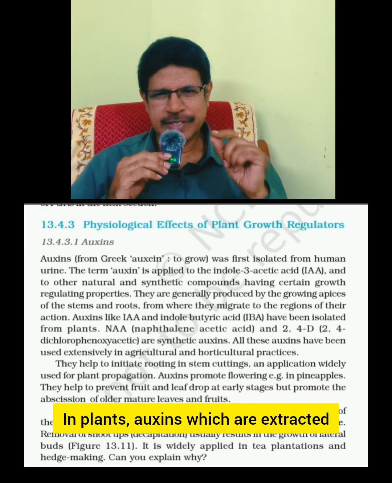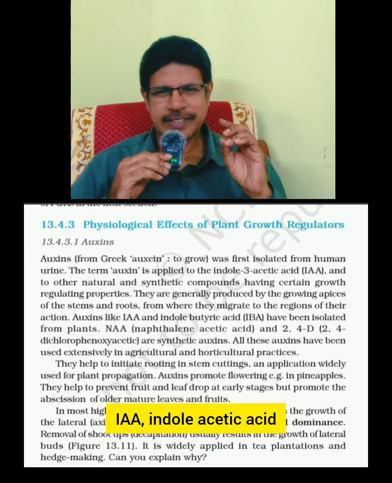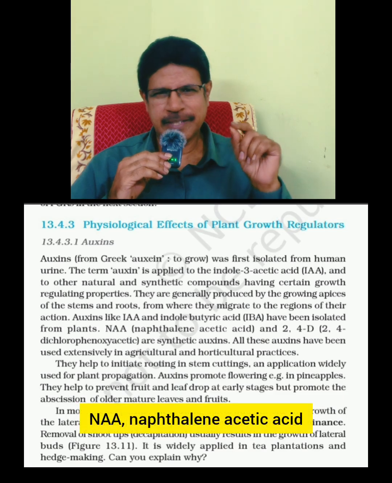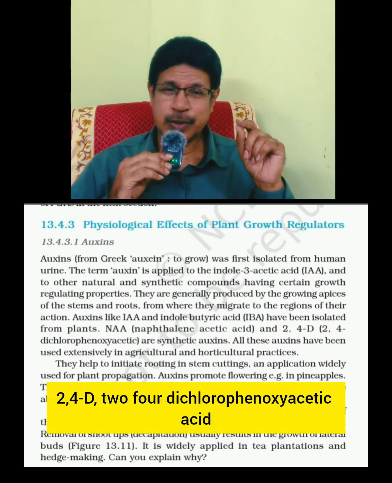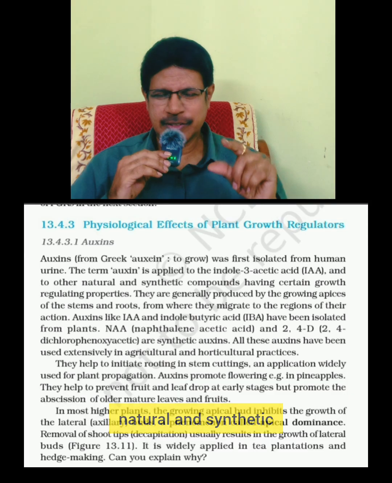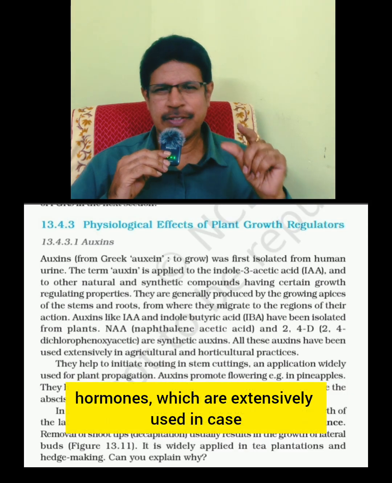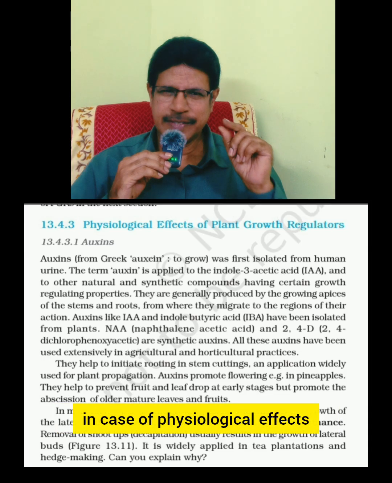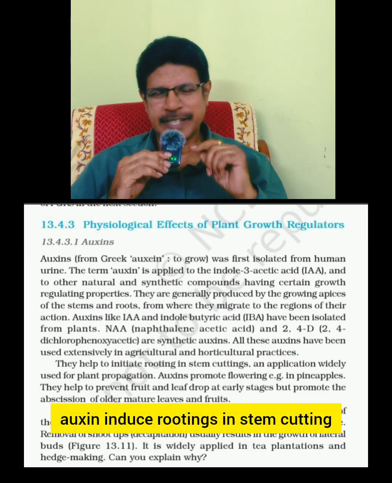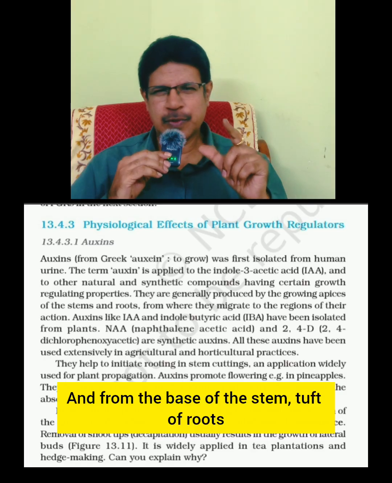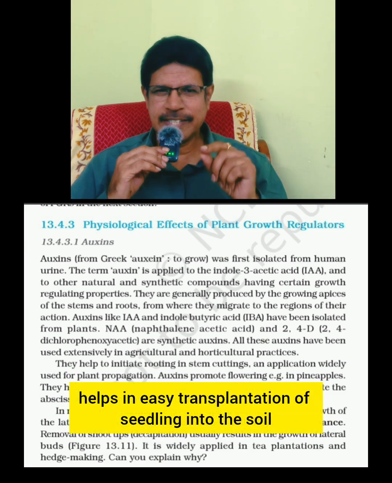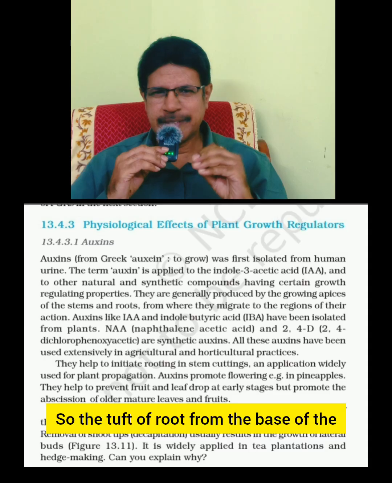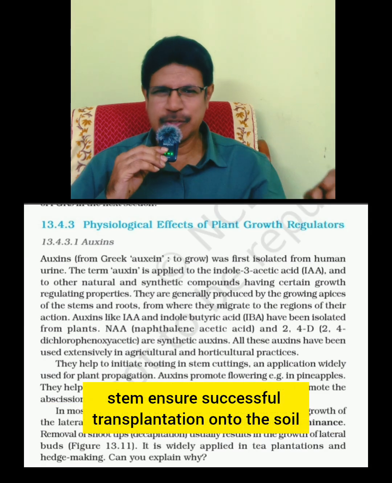In plants, the auxins extracted are IAA, indole acetic acid, and IBA, indole butyric acid. The other synthetic auxins are NAA, naphthalene acetic acid, and 2,4-D, 2,4-dichlorophenoxyacetic acid. All these natural and synthetic hormones are extensively used in agriculture as well as horticulture. Next, in case of physiological effects, auxin induces rooting in stem cuttings, and from the base of the stem a tuft of roots develops, helping in easy transplantation of seedlings into the soil. So the tuft of roots from the base of the stem ensures successful transplantation onto the soil.